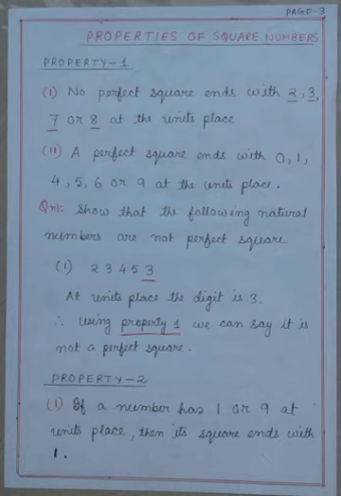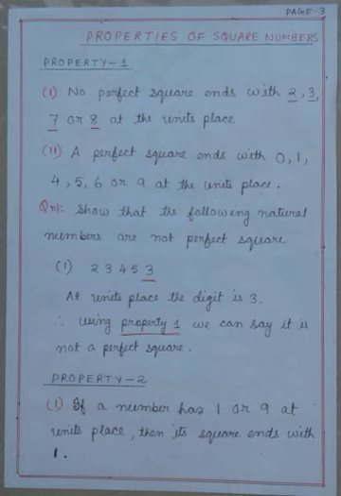Question 1: show that the following natural numbers are not perfect squares. Number 1: 12,453. At the units place, the digit is 3. 3 I have underlined with red ink, so you can see that. Therefore, using point 1 of property 1, I can tell that it is not a perfect square.